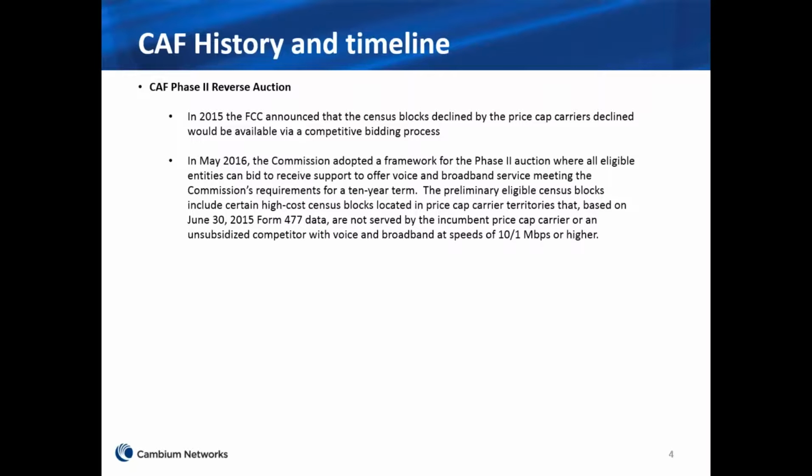And they, not surprisingly, the price cap carriers, fearing loss of their subscribers, signed up for a lot of the CAF Phase 2 funding at a level unseen in CAF Phase 1. With that said, there were still areas that they refused to serve and said, we don't want to do that. And now that's where we are: those census blocks that the price cap carriers refuse to serve are going to go up for reverse auction, just like the FCC said they were. And that puts us here today, where we stand in anticipation of that reverse auction.